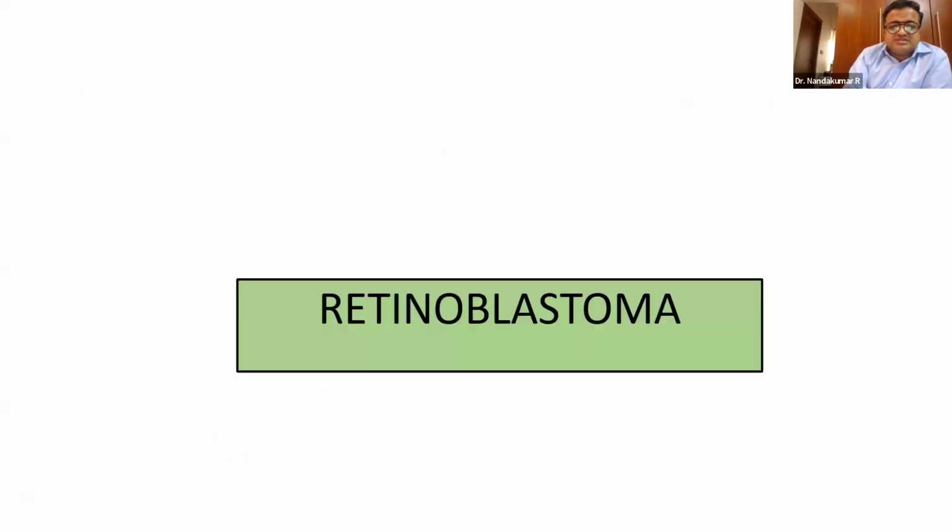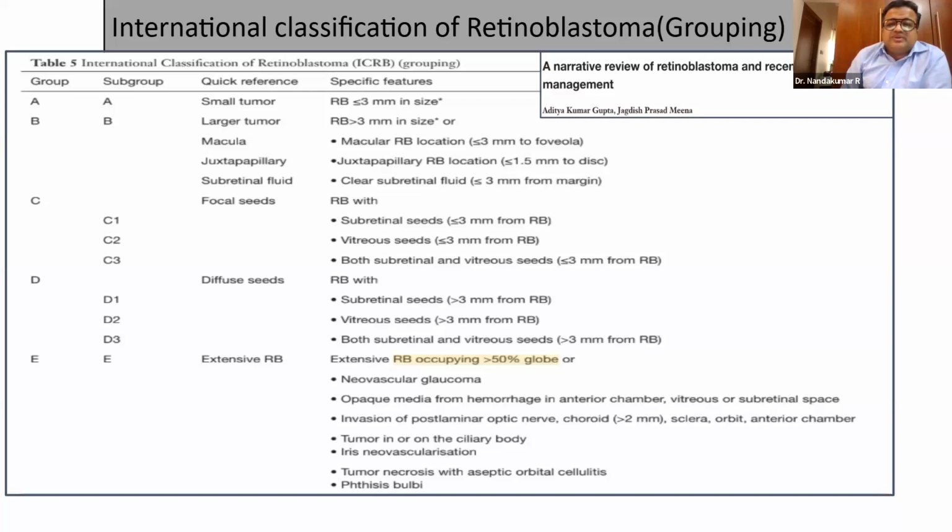Now coming to the other two tumors, next is retinoblastoma. Quick thing about RB, you have a grouping and you have a staging. Grouping is generally done under anesthesia, and then you look for the intraocular extent. Now ABC, it is basically small tumors that come under A and B, and when you have seedings, it is group C if less than 3 millimeters. If it is more than 3, it is D.